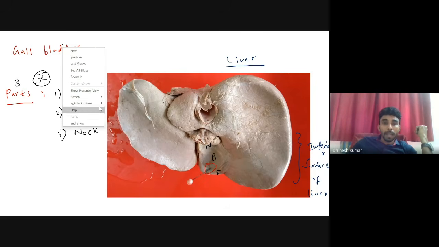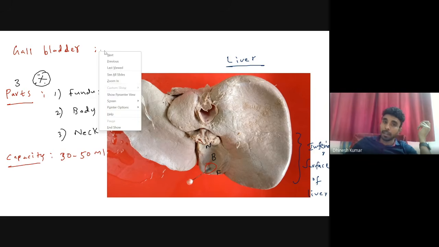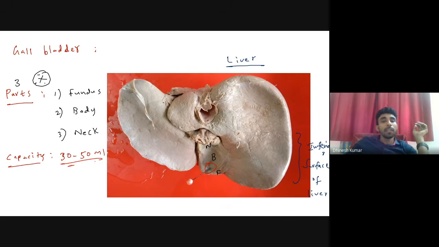Sometimes the sub-question may be, what is the capacity of the pinned organ? What is the capacity of the gallbladder? Yes, it stores approximately 30 to 50 ml of bile. The capacity of gallbladder is about 30 to 50 ml of bile.